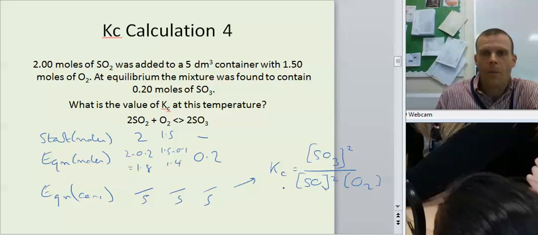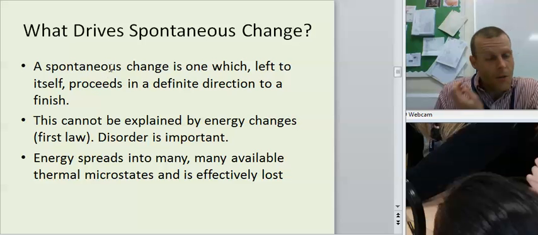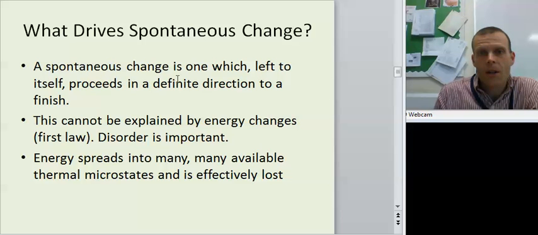And that's going to give me my Kc value, which I'm not going to work out. Right, so spontaneous change. You saw in the energetics unit this idea of delta G. We're looking for a delta G to be negative for a spontaneous reaction to occur. And we're going to take some of the ideas there and link them in with other stuff that we've already covered. So spontaneous change is one which, left to itself, proceeds in a definite direction to a finish.